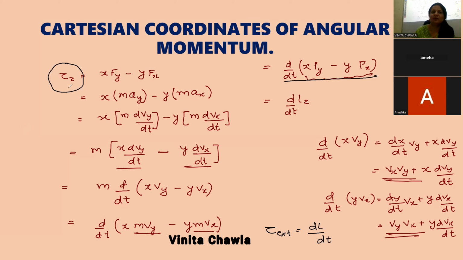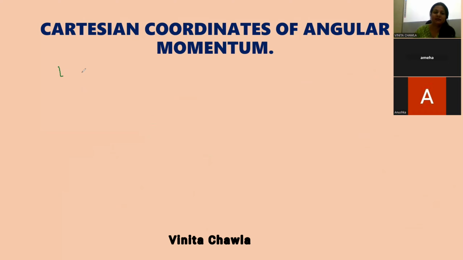ठीक है, because the torque is along z axis, so we'll take angular momentum also along z axis. So we can write Lz as x py minus y px. This is angular momentum along z axis. Similarly, we can write for x and y axis. Okay, I'm going to clear the screen. So angular momentum along z axis is x py minus y px.